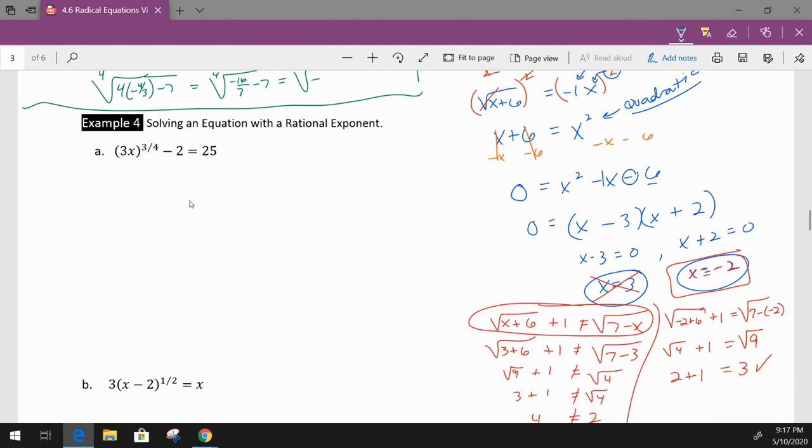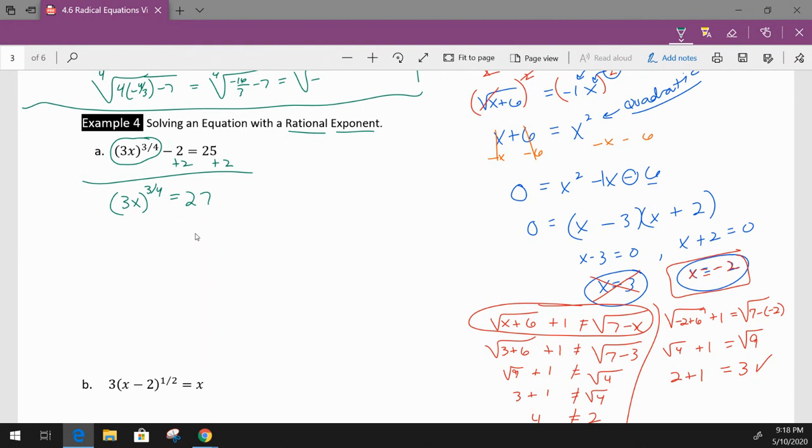We have rational exponents. So just like radicals, when you have a radical, you want to isolate the radical. Well, you want to isolate whatever is being taken to that power. So since the 3x is in parentheses, you need to isolate this whole thing. So get rid of the 2 by adding it to both sides. And now we have 3x, again, that 3x is in parentheses to the 3/4 power equals 27.